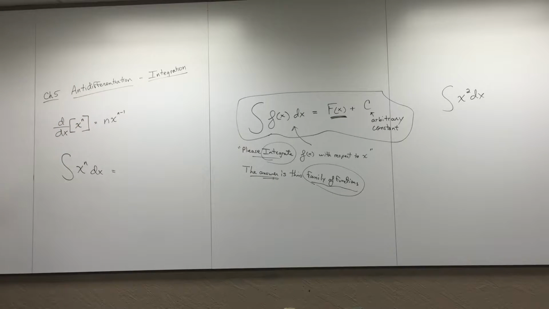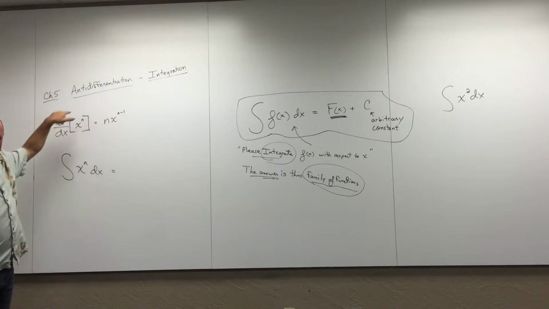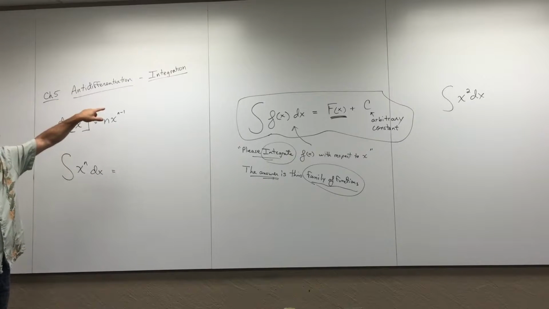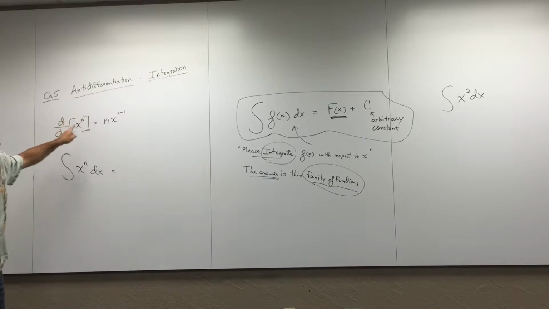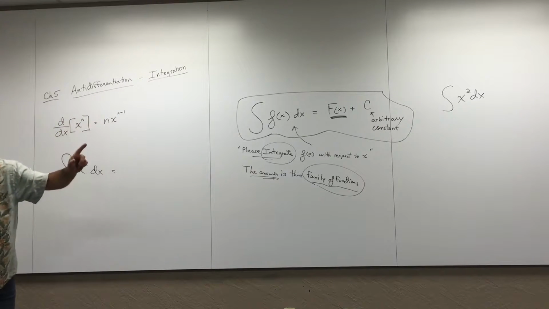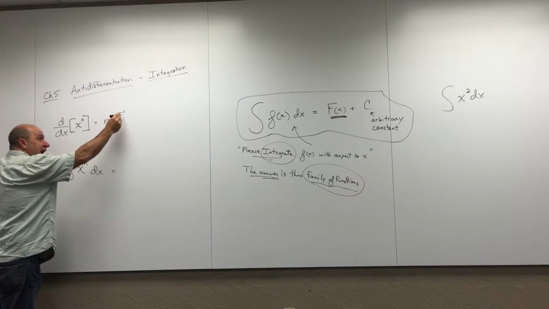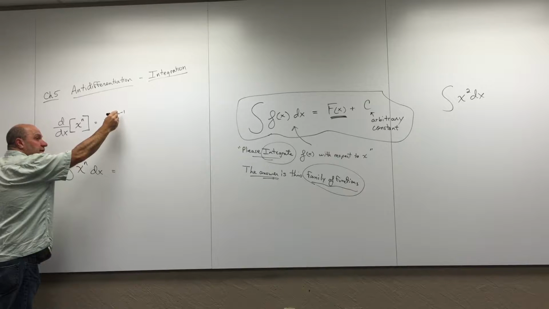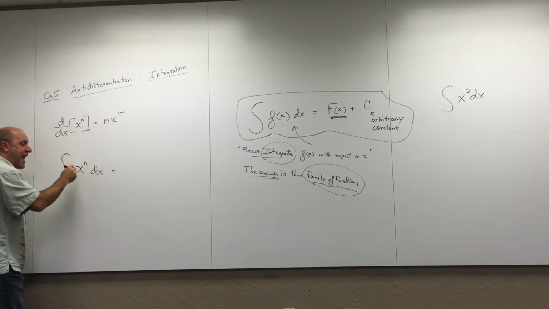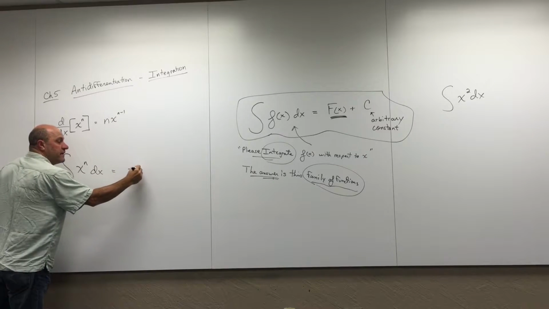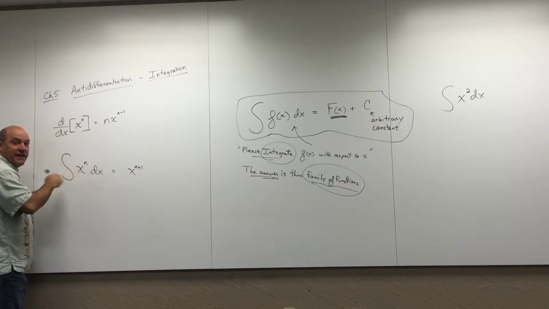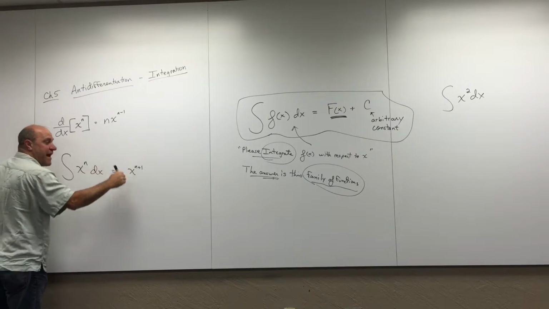So wait a minute. What did we do? What was the rule? Multiply by n and then subtract 1. So I want to do the opposite of that. I want to do the opposite of that, and I want to do it in the opposite order. Hang on. So multiply by n and then subtract 1. So now I want to add 1 and then divide by that new power.